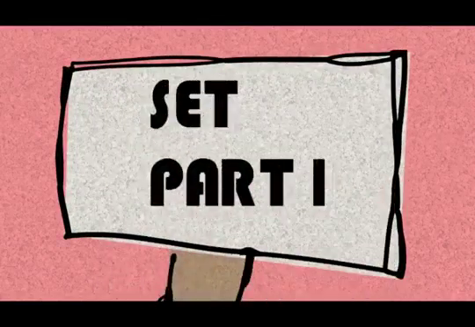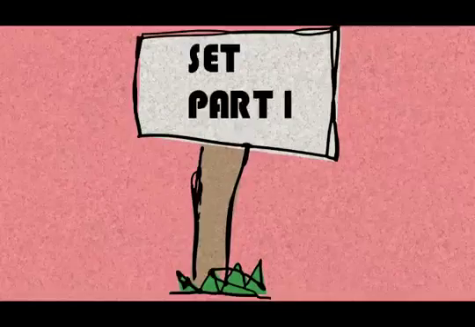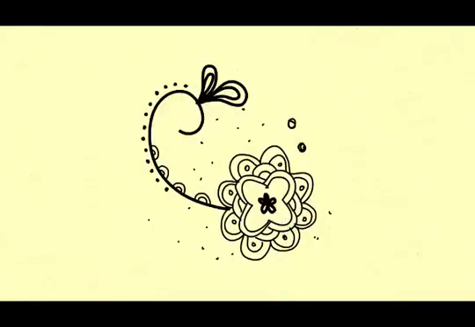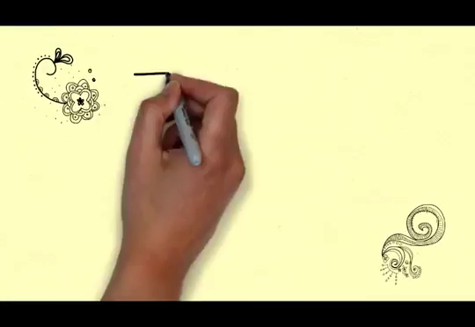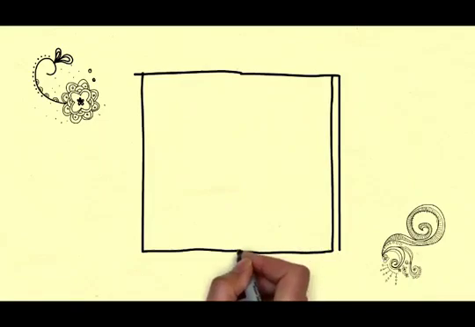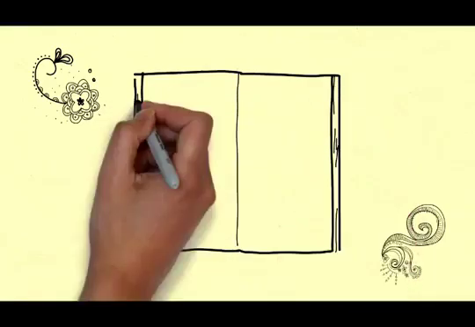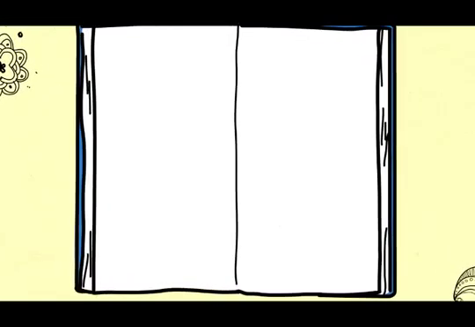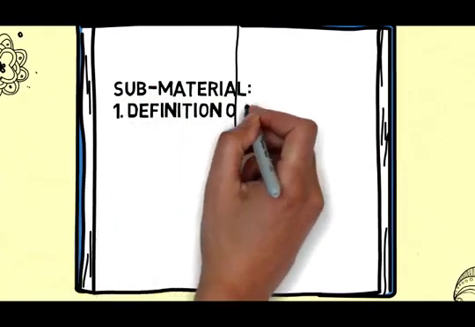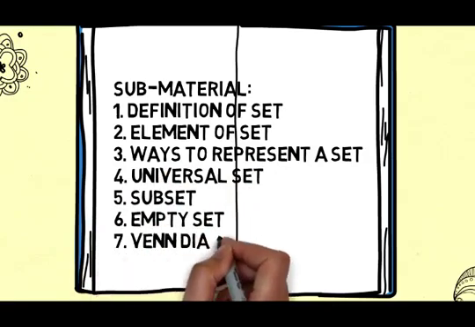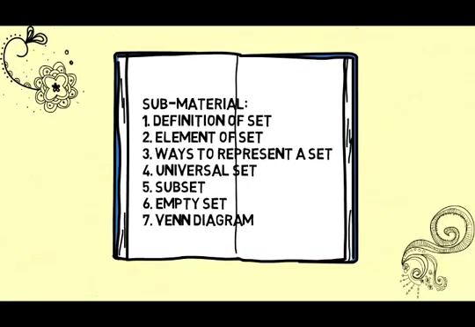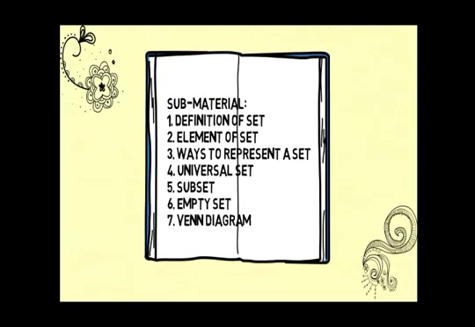In this video, I will explain about set part 1. The sub-materials of set are: 1. Definition of set. 2. Element of set. 3. Ways to represent a set. 4. Universal set. 5. Subset. 6. Empty set. And 7. Venn diagram.